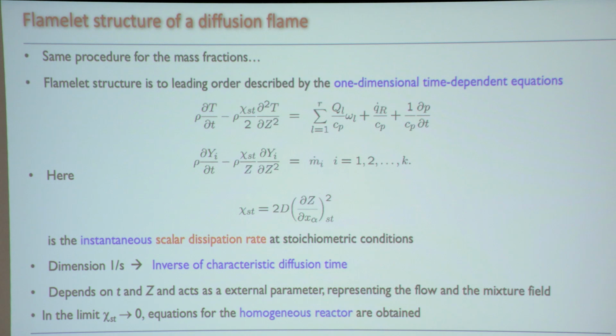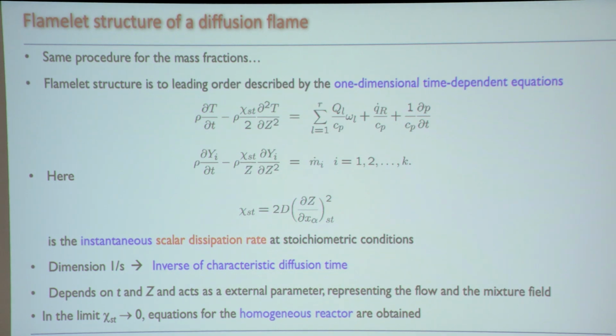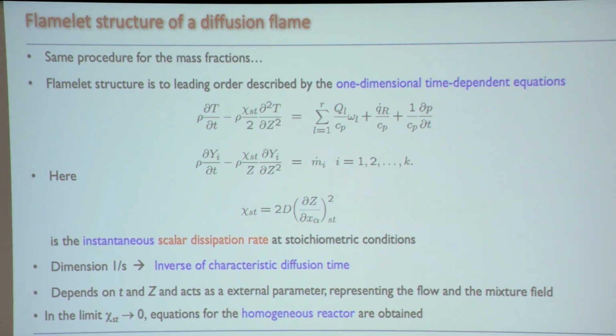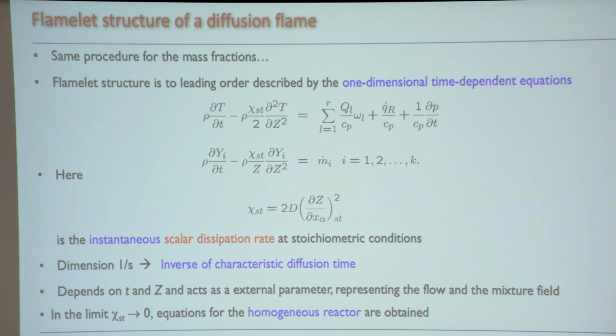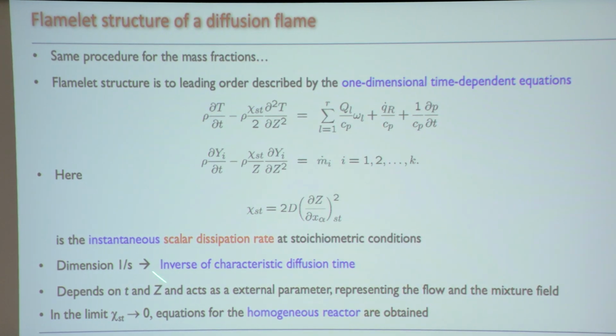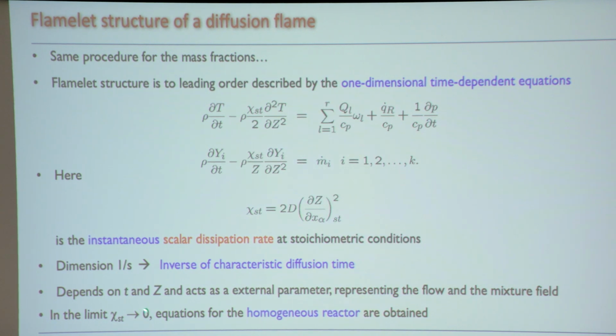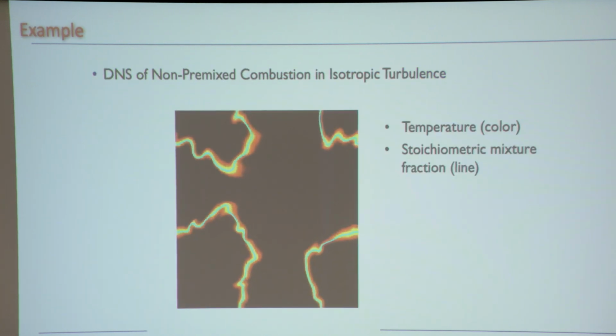And then this dissipation rate, you can use it as a flow time scale, and you can also build a Damköhler number with this parameter. And of course, when the dissipation rate goes to 0, you capture the equations for a homogeneous reactor, meaning there are no gradients anymore. If this is 0, there are no gradients, and then you have a homogeneous reactor.